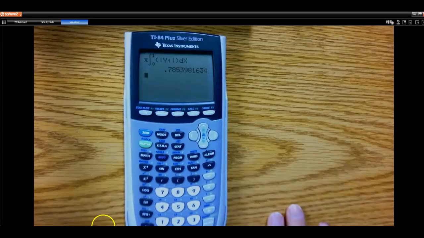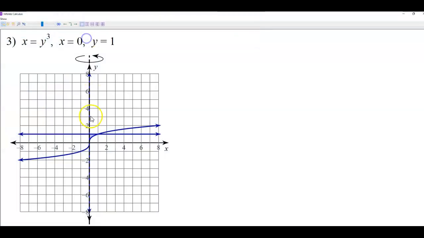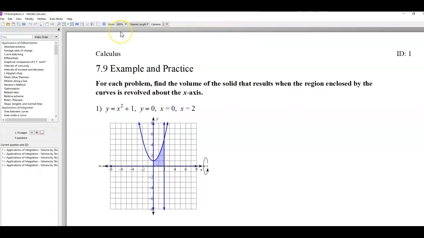All right, so that's it. So you're really not doing a whole lot different. The only thing that's really different is you're visualizing it differently. So you're rotating it around the y-axis, and you have to remember you're doing things with respect to y, so that means when you do your integral, you're going bottom to top rather than left to right. So let's go ahead and throw one of these at y'all.